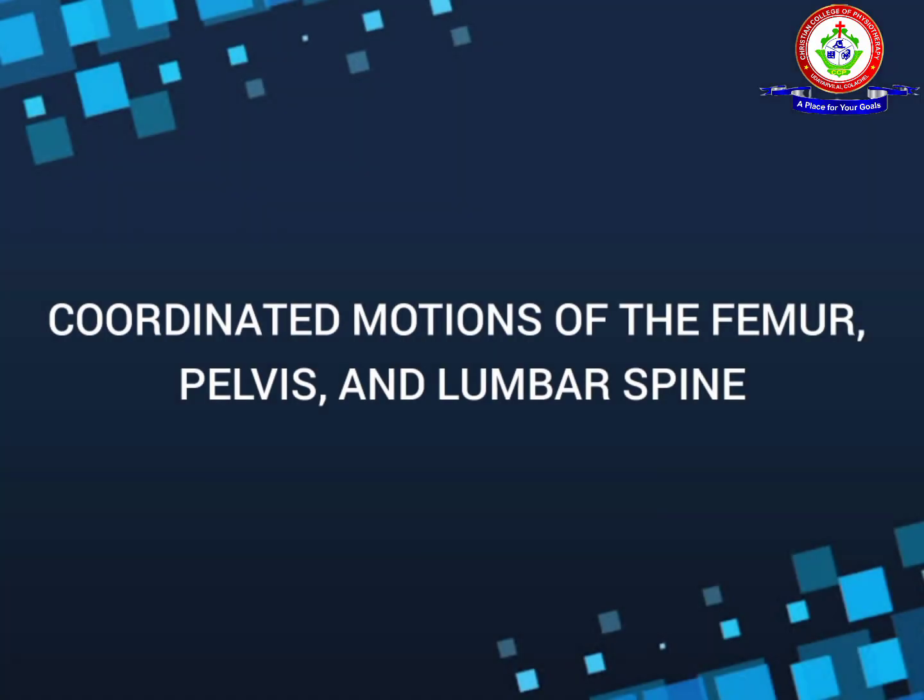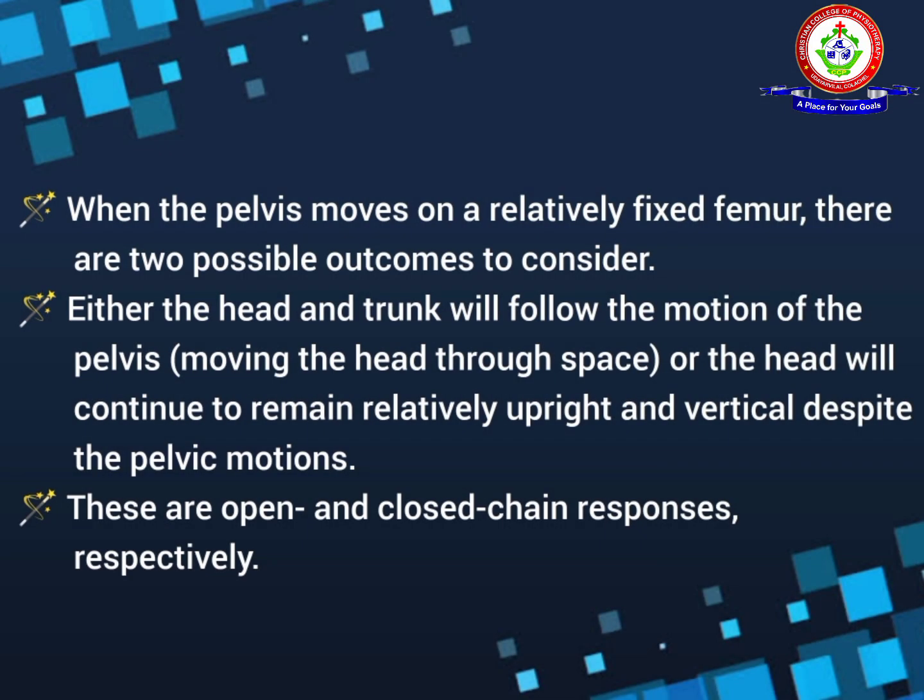Next, we can see about coordinated motions of the femur, pelvis and the lumbar spine. When the pelvis moves on a relatively fixed femur, there are two possible outcomes to consider. Either the head and trunk will follow the motion of the pelvis, or the head will continue to remain relatively upright and vertical despite the pelvic motions. These are open and closed chain responses respectively.